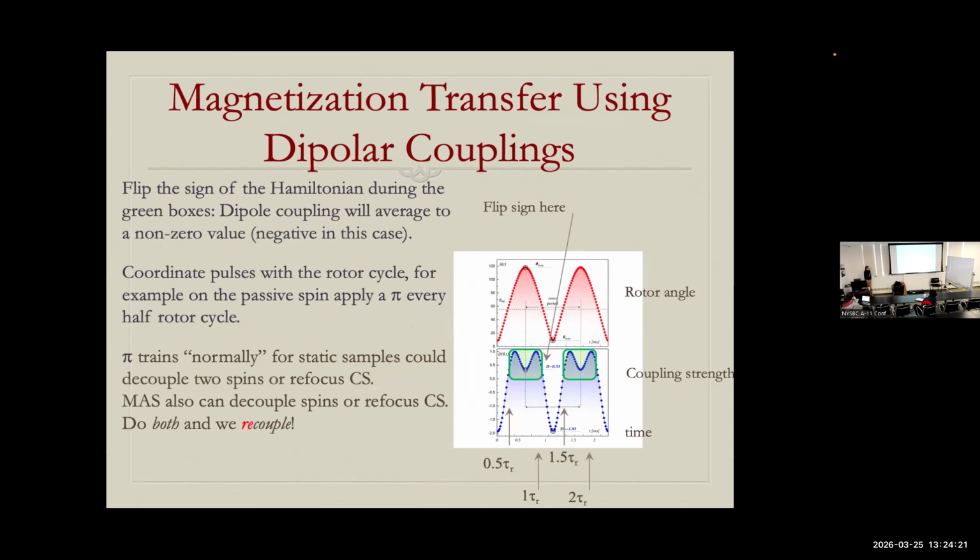Here's the thing that underlies the rest of this lecture. What if, at certain moments every rotor cycle, like maybe here and here, here and here, I could hit one of the two spins with a pi pulse? So just when the rotor, in its spatial degrees of freedom, was about to flip the sign on my dipole coupling, I say, not so fast. I'm going to flip it here in spin space.